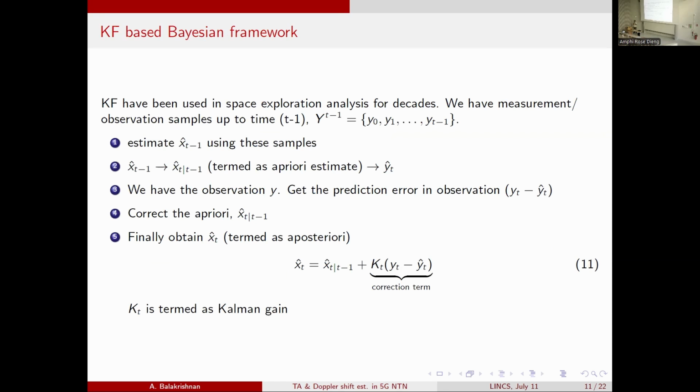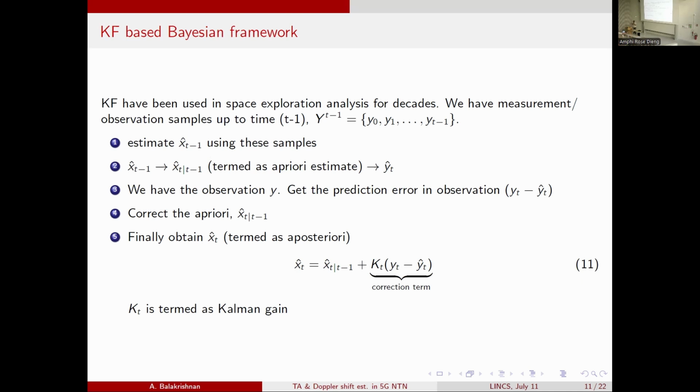The idea behind Kalman filter based Bayesian frameworks is that we have the measurement samples up to time t-1. So this is an online algorithm, and it needs to be performed at every time instant. And so the idea is that up to time t-1, we estimate the states, which is x hat t-1. Then using x hat t-1, we estimate the a priori estimate, which is t given t-1. Through t given t-1, we estimate y t hat, which is the measurement at y t.